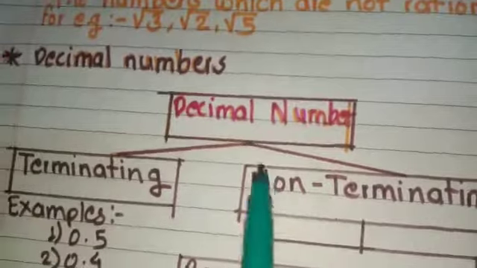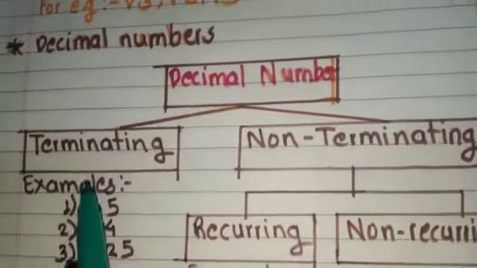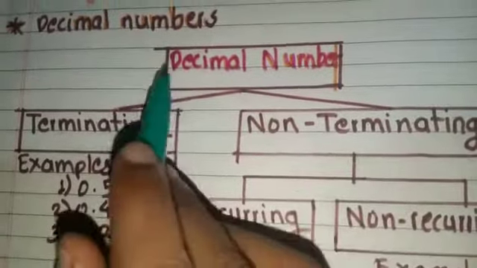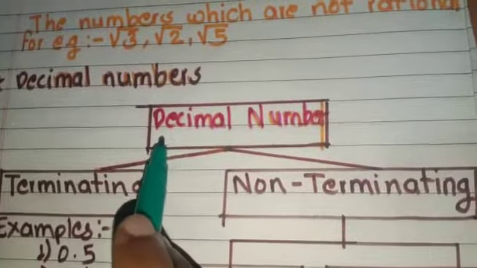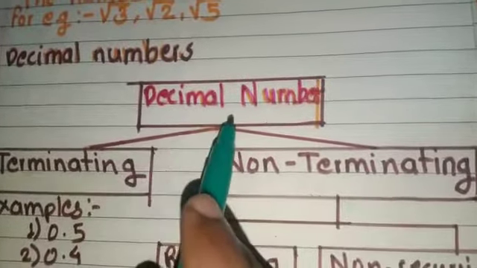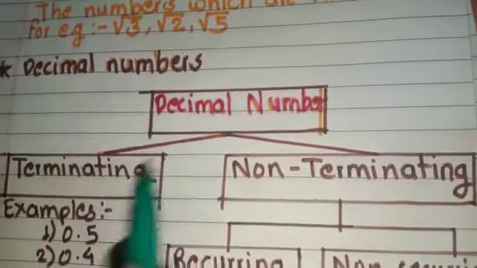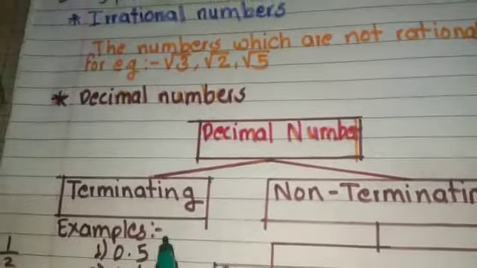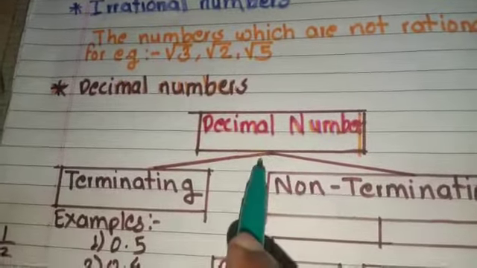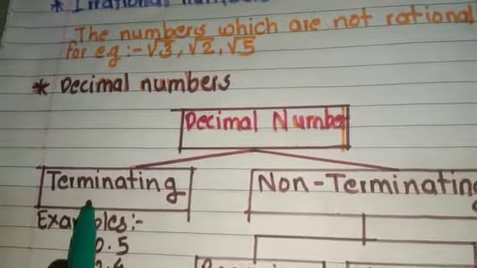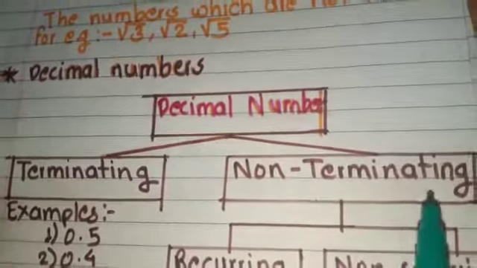And this decimal number is further divided into two parts, that is terminating and non-terminating. Now, one more thing we have to understand about this: decimal numbers we are getting from the fractions, correct? Means when we are solving the fractions, we are getting the decimal numbers there. So these decimal numbers are further divided into two parts, as I told. One is terminating and another is non-terminating.